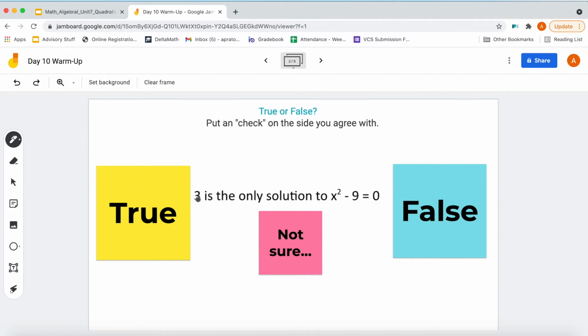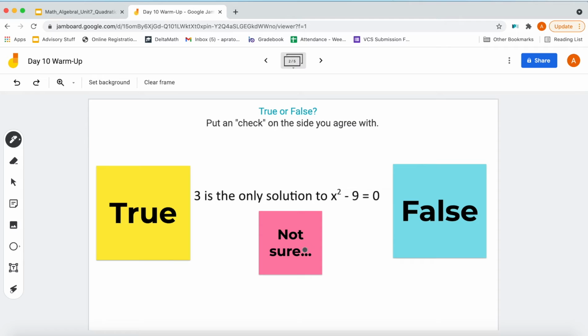The nice thing about this is it gives access to all students, especially students who might be shy. And then you can count how many checks you have, and it gives you a chance to say, well, I have 7 responses, 10 responses, waiting on a couple more. And then not sure gives students who aren't sure still a space to be held accountable for sharing their response.